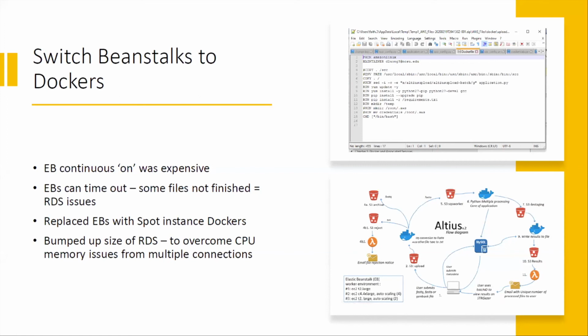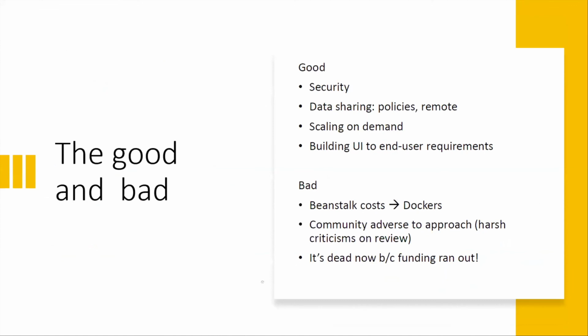So we removed all the Elastic Beanstalks and went to spot instance of Dockers. Then we also bumped up the size of the RDS, right, to overcome any type of memory issues that we were having. The Dockers worked quite well for us. It sped up operations, and we didn't have any failures from that point. And of course, the costs were much lower for us to be using spot instance Dockers for this type of application versus the Elastic Beanstalks.